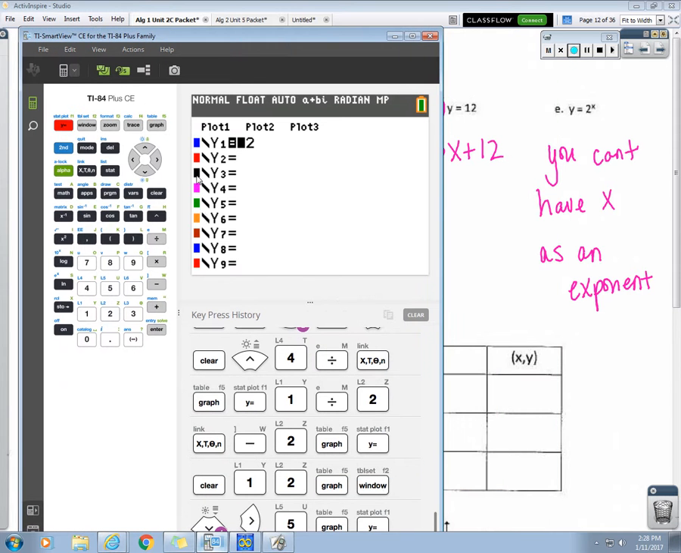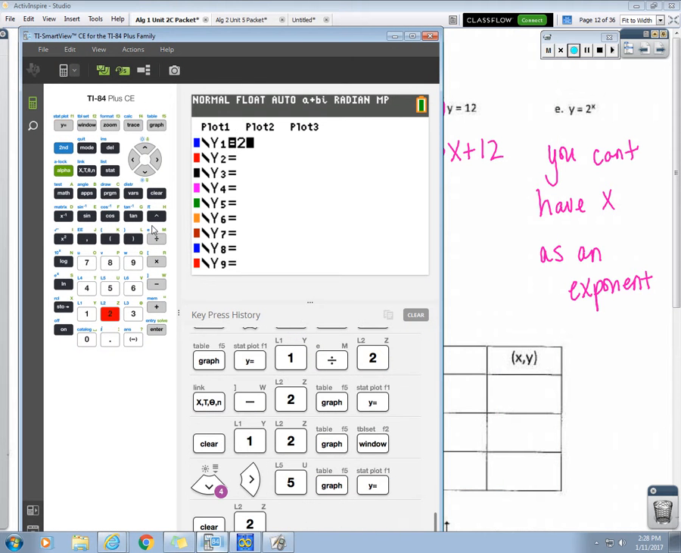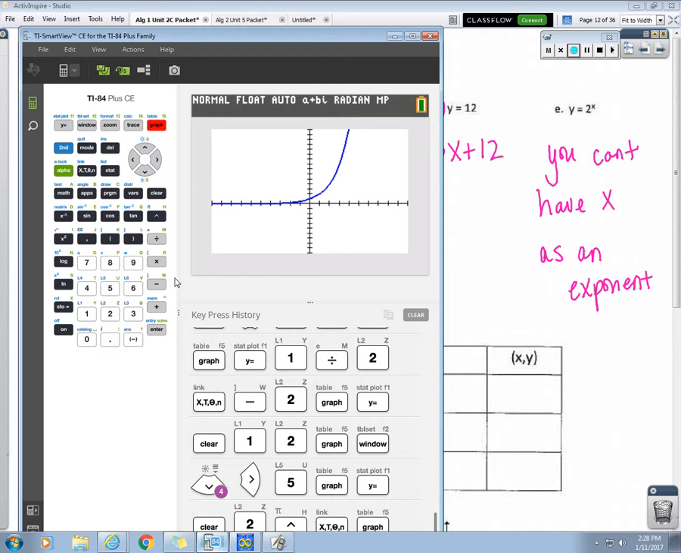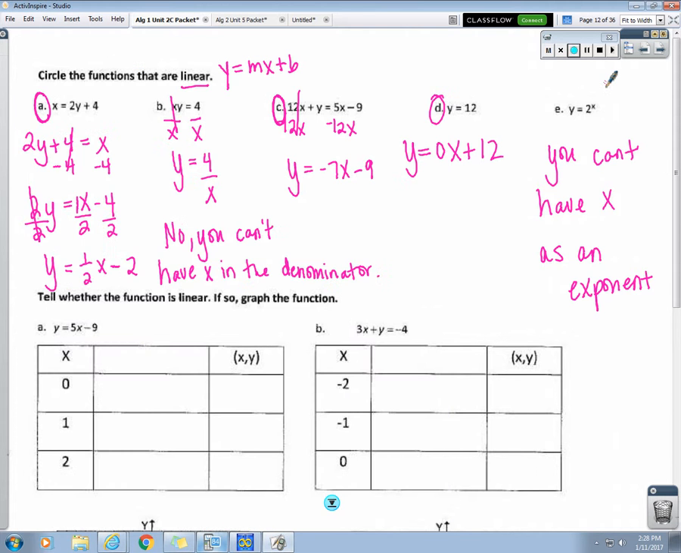Y equals 2 to the x power. 2 raised to the x power. That doesn't look linear, right? That's what we call an exponential function, and the reason it's exponential is because the x is the exponent. So exponential is the exponent.